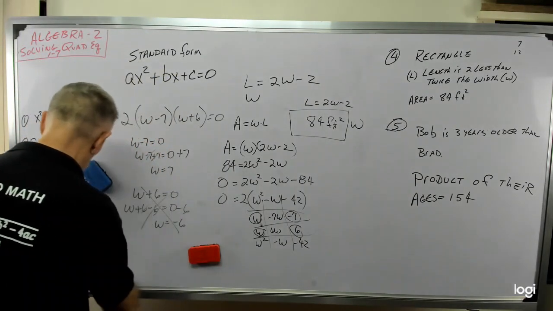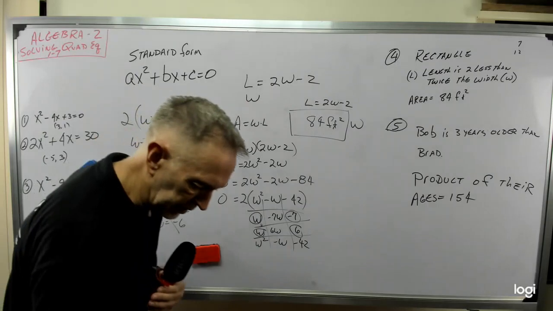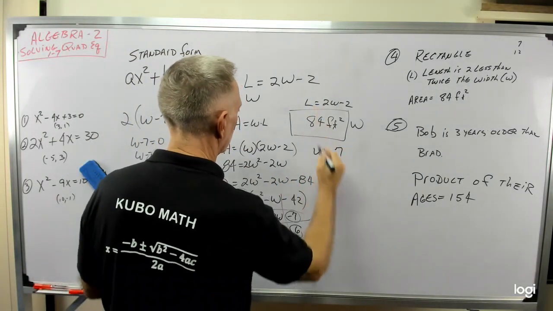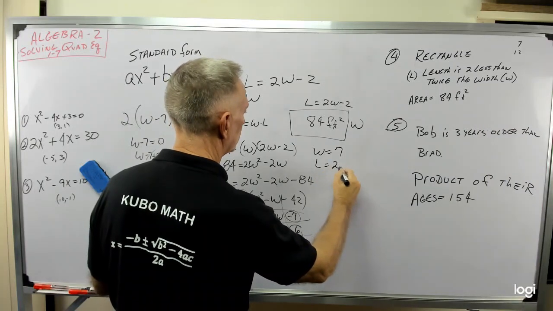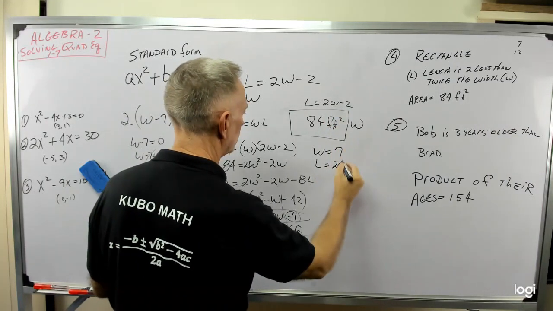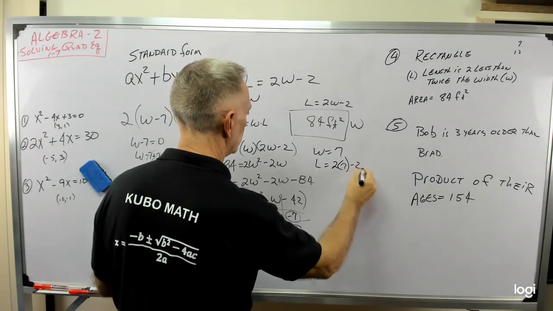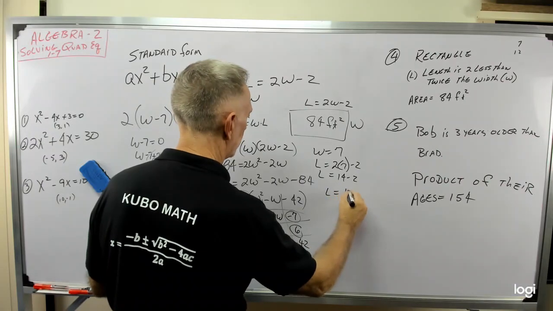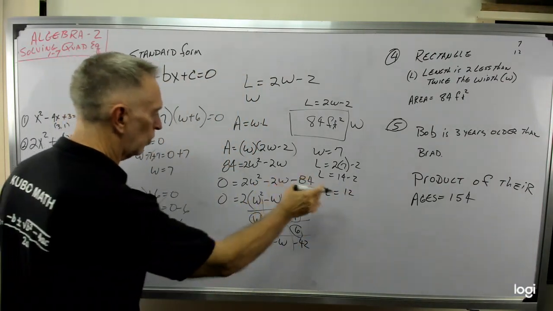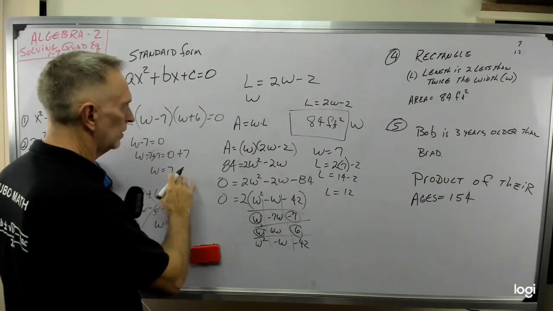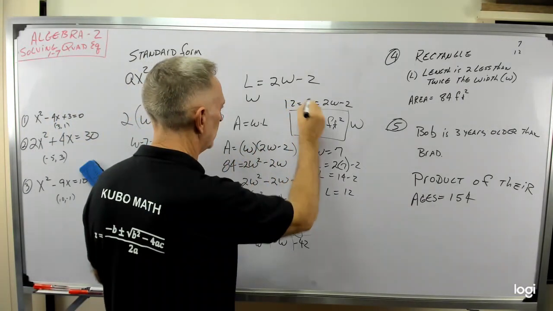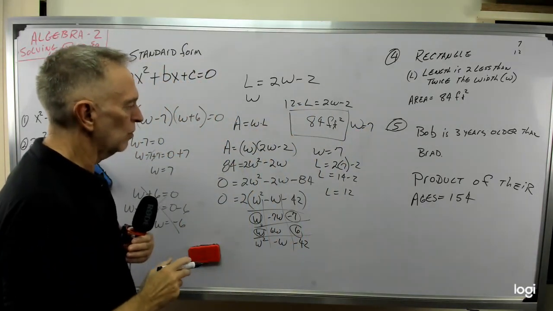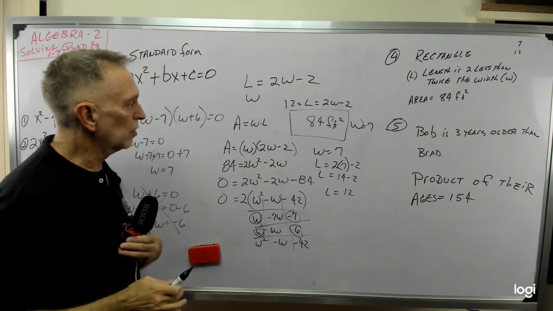So since W equals 7, if W equals 7, then L, the length, is 2 times W minus 2. 2 times 7 minus 2 is 14 minus 2. So length equals 12. Now then, 12 times 7. So now this is 12, and this is 7. 7 times 12 is in fact 84. So those would be the correct solutions.